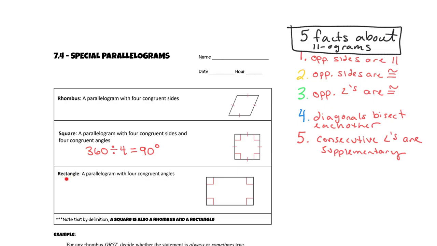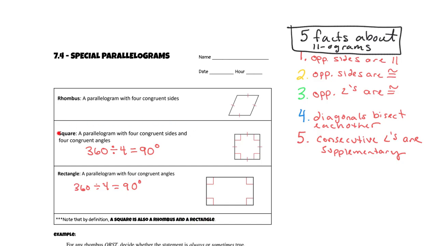And then we have a rectangle, which is a parallelogram with 4 congruent angles. So again, same idea. All quadrilaterals are 360. 360 divided by 4 gives us that all 4 of those congruent angles are 90. Now, you have to note this. By definition, a square is also a rhombus and a rectangle.